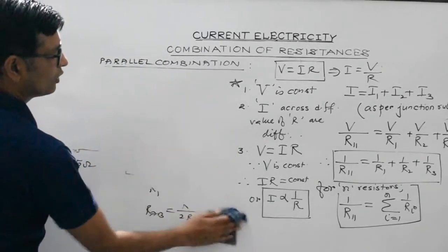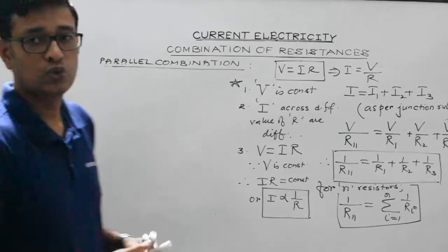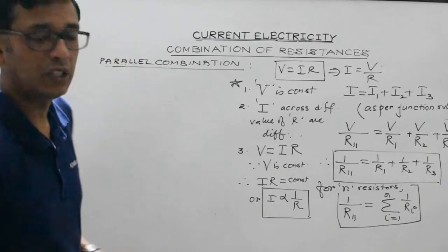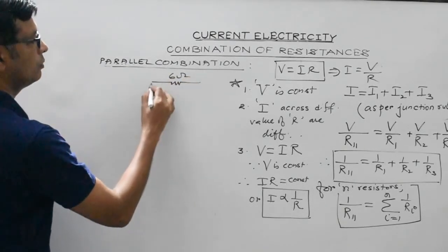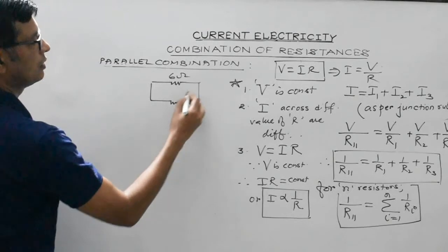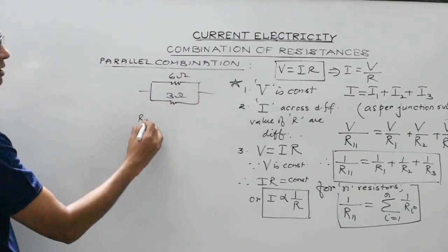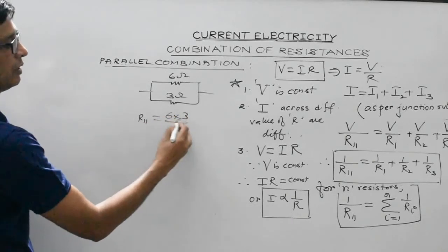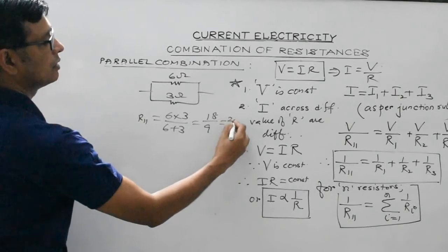Just to speed up the calculations, these are some important tricks which you need to use while doing numericals based on the combination of resistances. Suppose this is 6 ohm and this is 3 ohm. They are connected in parallel, isn't it? What will be their result? 6 into 3 divided by 6 plus 3. It will be 18 by 9, that is 2 ohm.